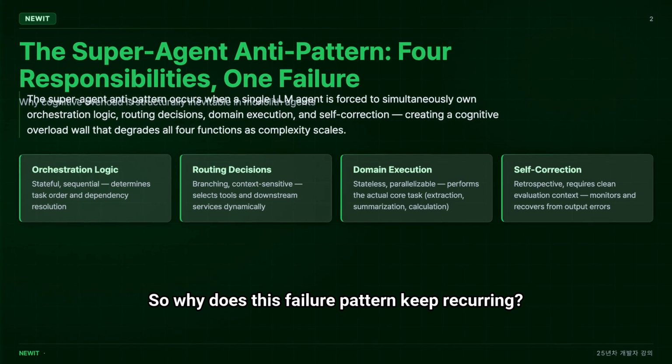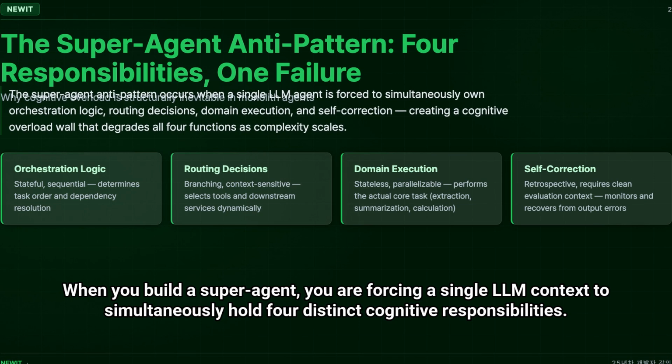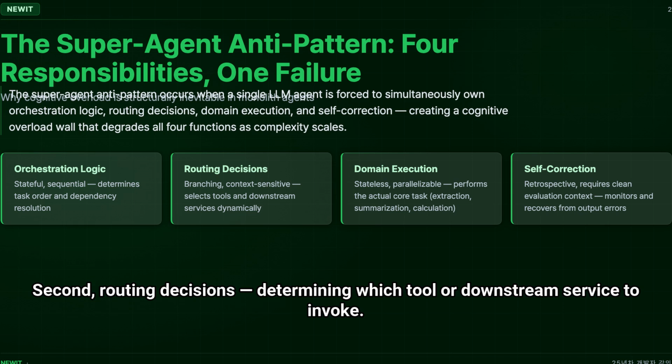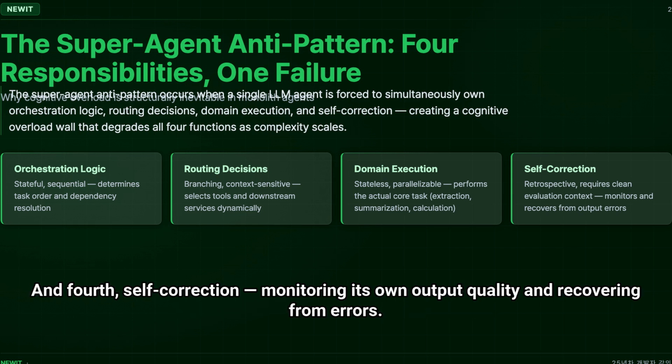So why does this failure pattern keep occurring? Let us diagnose the mechanism precisely. When you build a super agent, you are forcing a single LLM context to simultaneously hold 4 distinct cognitive responsibilities. First, orchestration logic, deciding which subtask to sequence next. Second, routing decisions, determining which tool or downstream service to invoke. Third, domain execution, actually performing the core task, whether that is summarization, extraction, or calculation. And fourth, self-correction, monitoring its own output quality and recovering from errors.